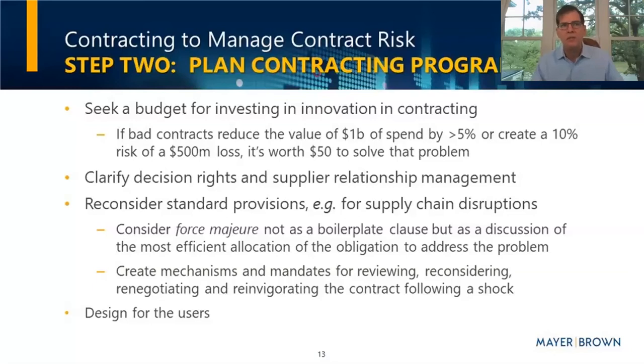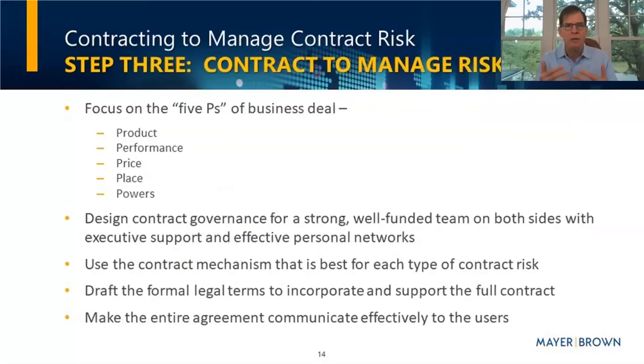That takes us to the third piece, contract to manage risk. A few points here. First, as lawyers, it's easiest and most straightforward and seems top of mind to focus on reps, warranties, indemnities, limitations of liabilities, and so forth. Those are very important. The real focus is on the core of the business deal, what you could think of as the 5 Ps.